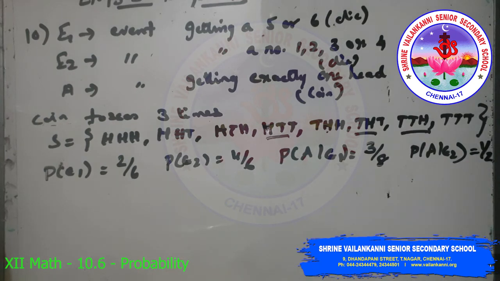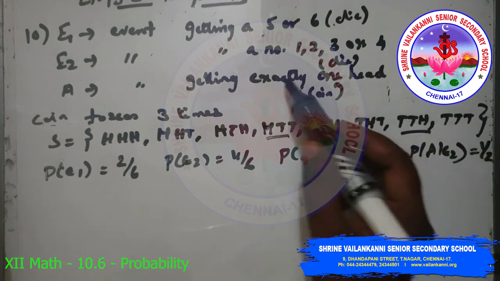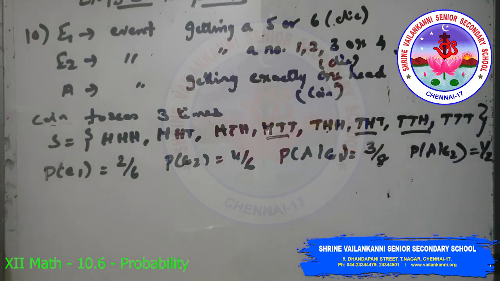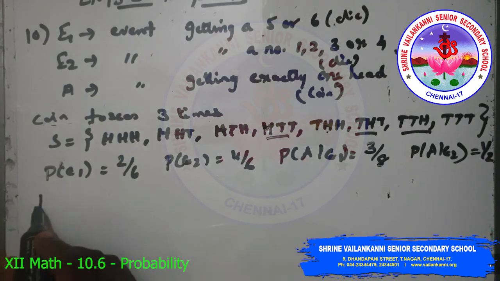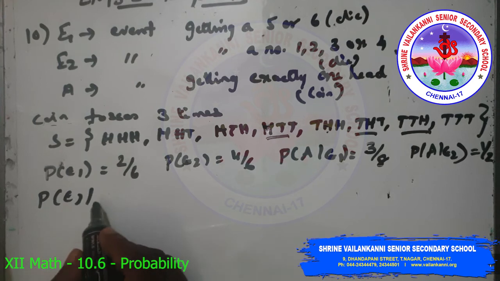Here we have to find what is the probability that she threw 1, 2, 3 or 4 with the die. So that is event E2, given A. So required probability is P of E2 by A.